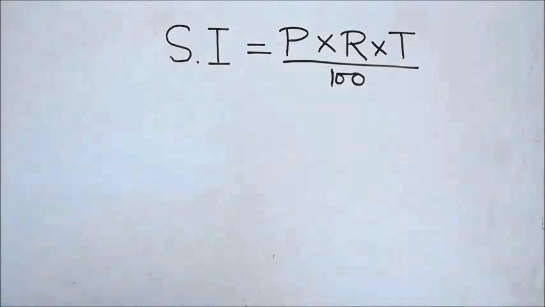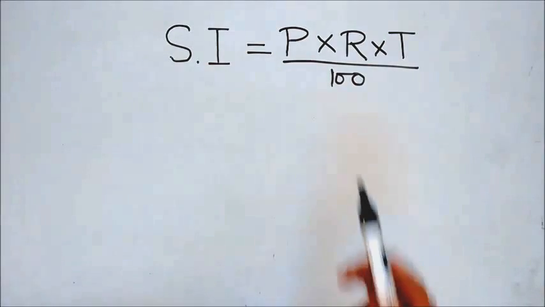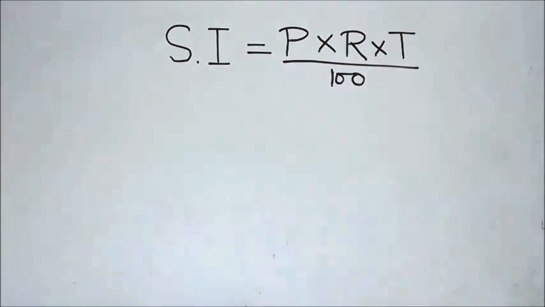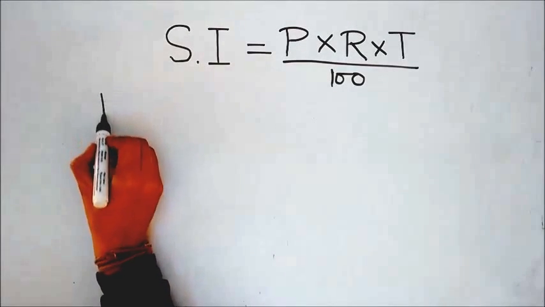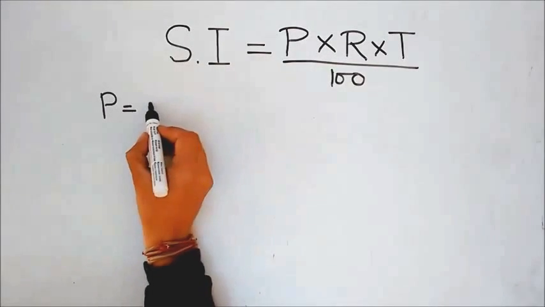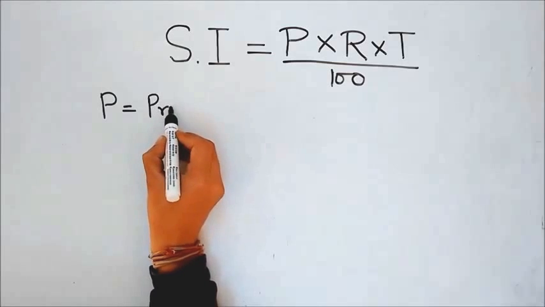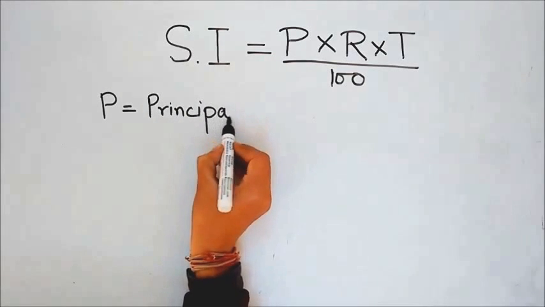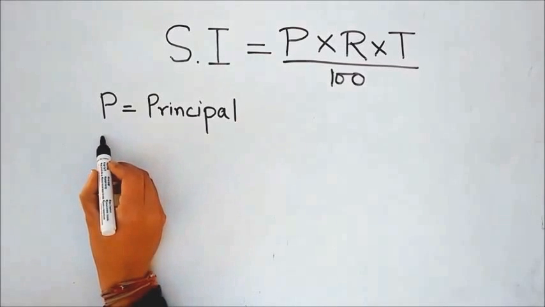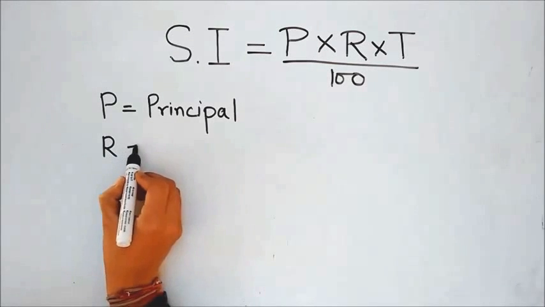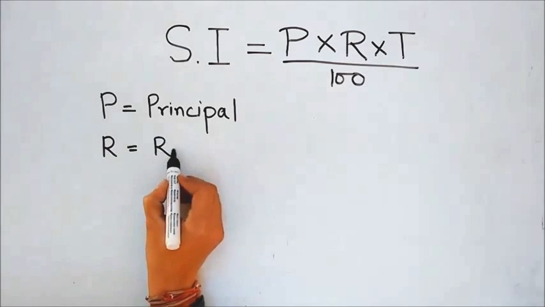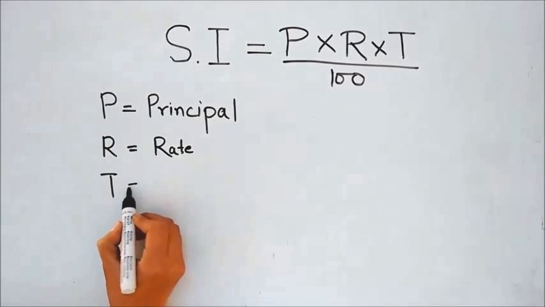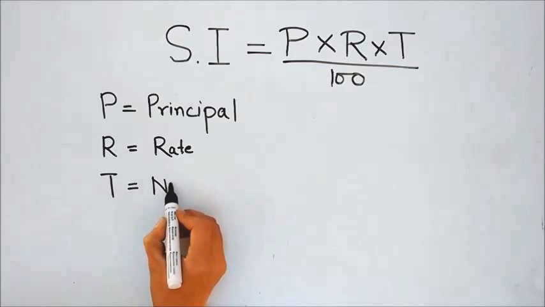Now we have the formula of simple interest, that is P into R into T divided by 100. Now what is P? P stands for principal. R stands for rate. T stands for number of years.